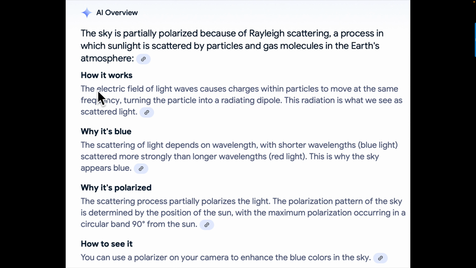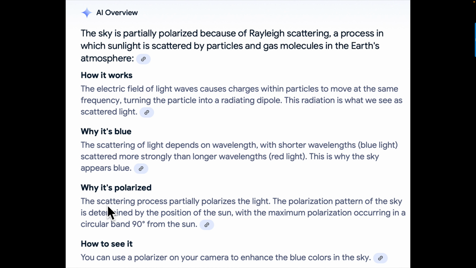How it works: the electric field of light waves causes charges within particles to move at the same frequency, turning the particle into a radiating dipole. This radiation is what we see as scattered light. Light's blue: scattering of light depends on the wavelength. Shorter wavelengths, blue light, scatter more strongly than longer wavelengths like red light. This is why the sky appears blue.